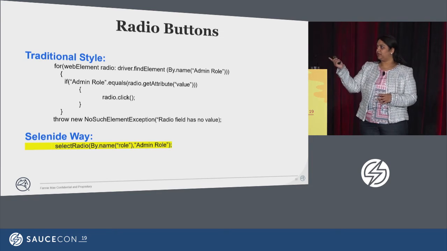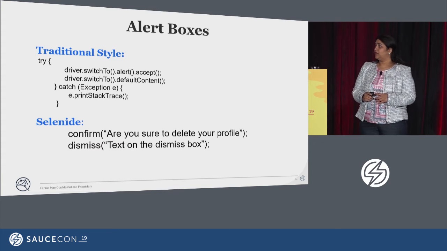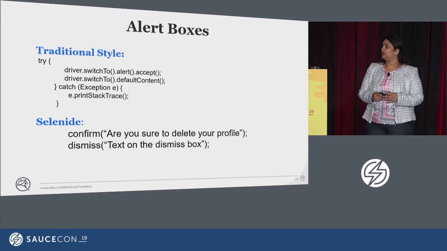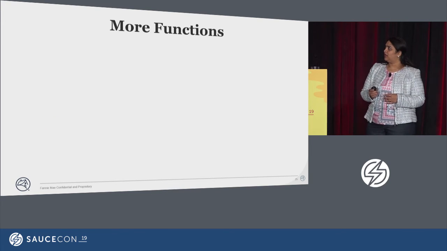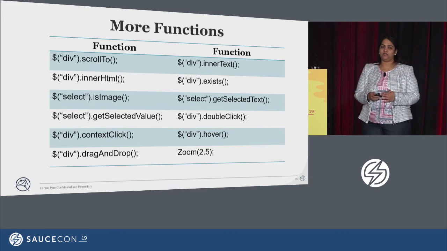So in Selenide, you can simply say select radio, and you can simply by name or by text of that radio button, you can select it. Same thing with list box. You can select it by the list box. Alert box. So you can, based on the text on the alert box, you can identify. So confirm and dismiss are the two things, okay or not okay kind of things that you can easily do. And so many other functions. So these are all related to double click, mouse click, drag and drop, mouse related actions.